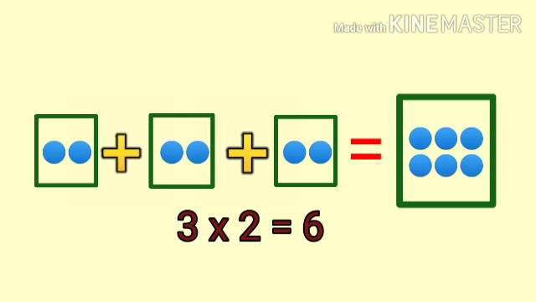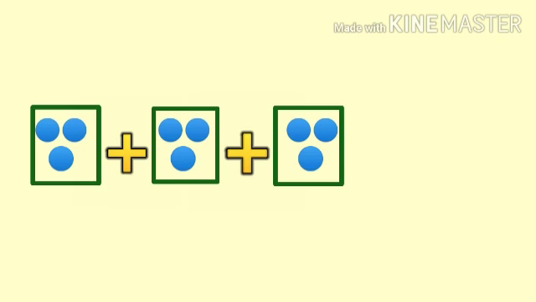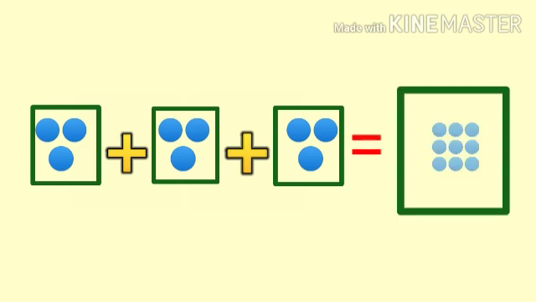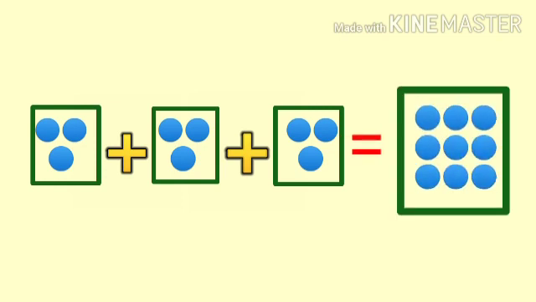3 twos or 6. Look here, children. How many boxes are here? 3 boxes. And how many dots are in each box? 3 dots. So, we are adding 3 dots repeatedly by 3 times and we get 9 as the result.